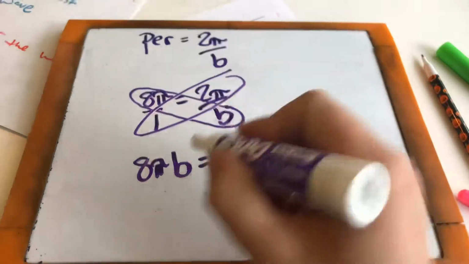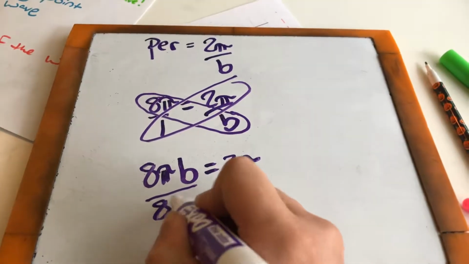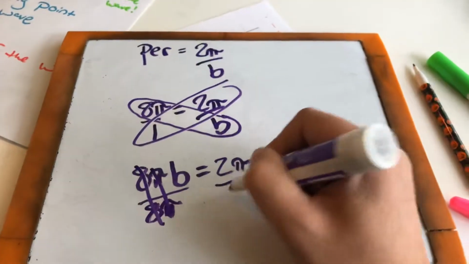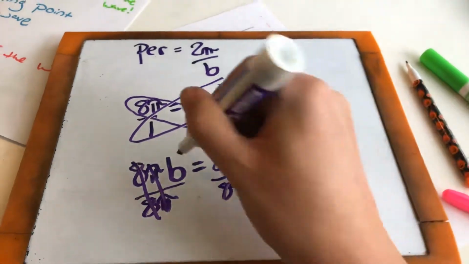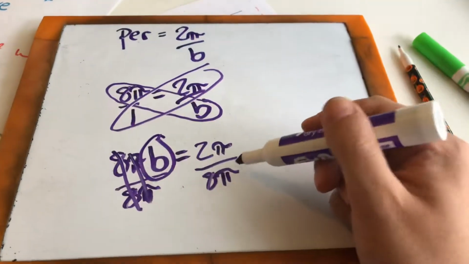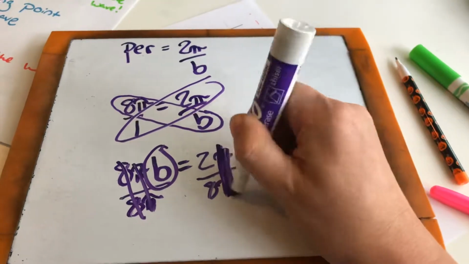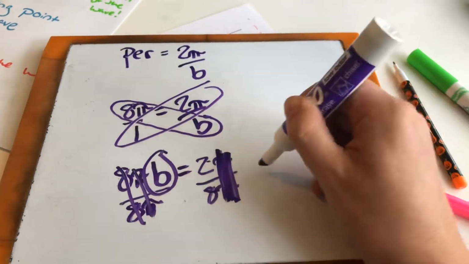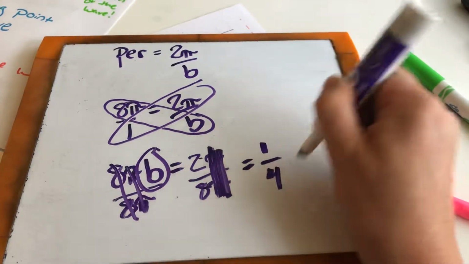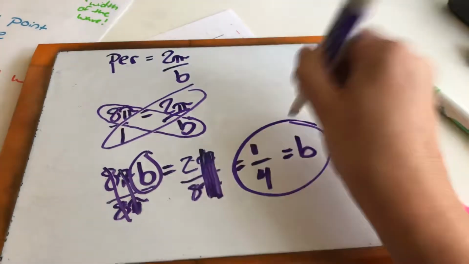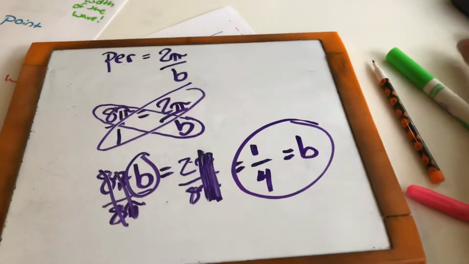Let's get b by itself. So let's divide by the 8 pi. So b equals, these pi's cancel out, and 2 over 8 reduces to 1 over 4. So b equals 1 over 4.